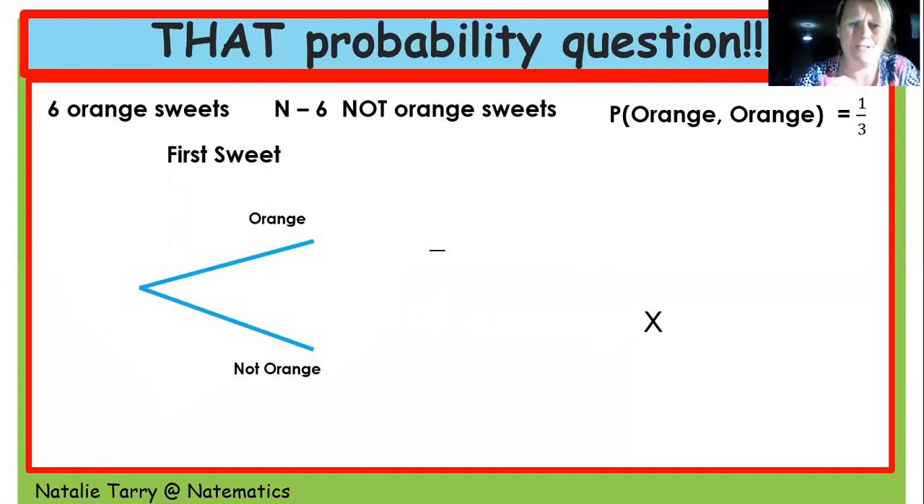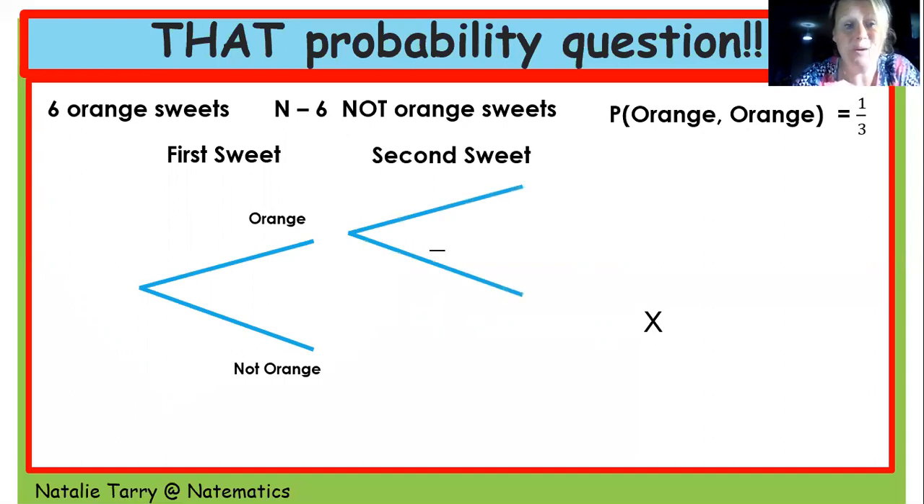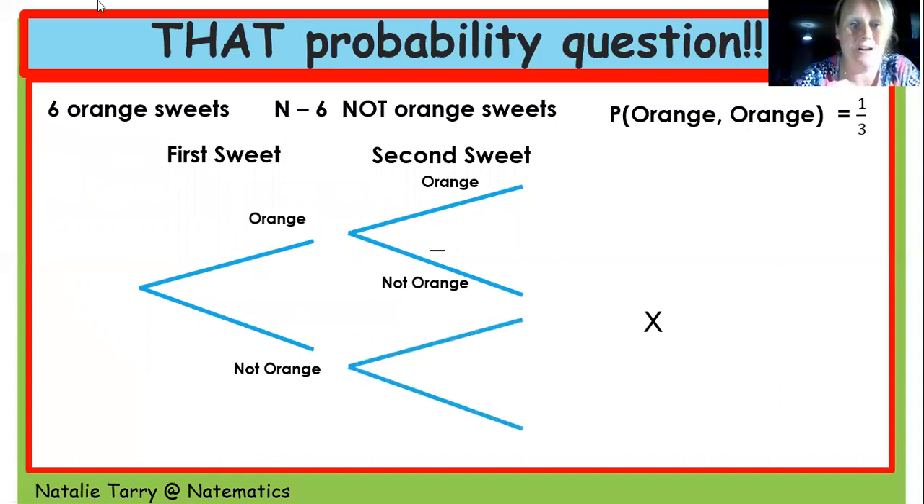Okay, so all we're doing here is writing down what we know from this question. Then we take the second sweet. So again, if we had an orange sweet the first time, the second time there's going to be at least 5 sweets left, so we can definitely still have an orange, and we could have a not orange sweet. Now, also, if we didn't have an orange sweet the first time, the second time we could still have an orange and a not orange.